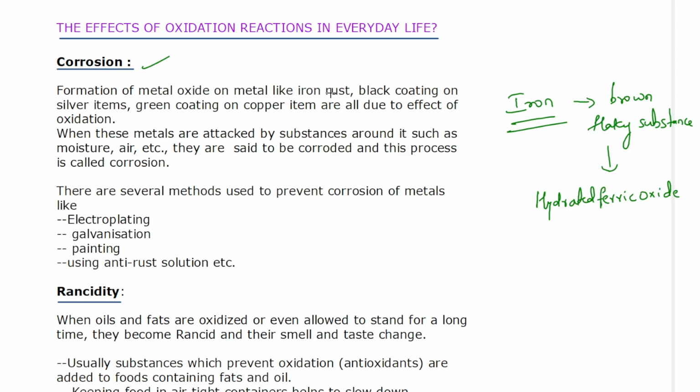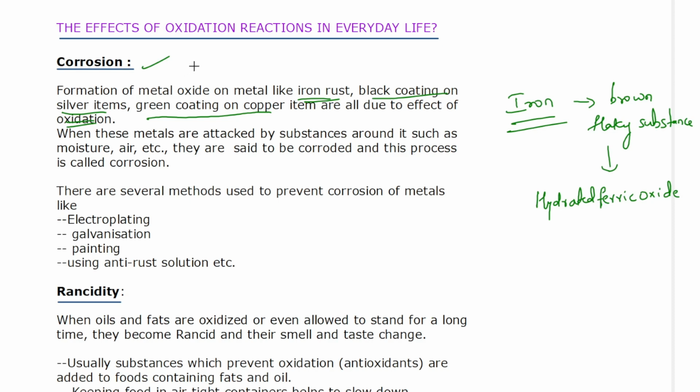Not only in case of iron, most metals will get deteriorated when they react with the outside environment. See here, formation of metal oxide on metals like iron rust, black coating on silver items, green coating on copper items, they are all due to the effect of oxidation process. And when these metals are attacked by substances around them such as moisture, air, they are said to be corroded, and this process is called corrosion.